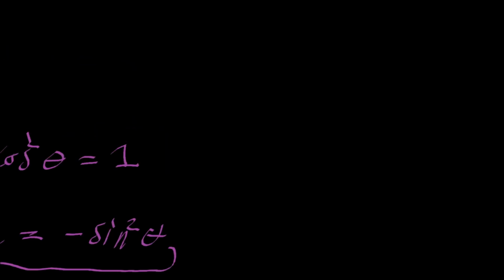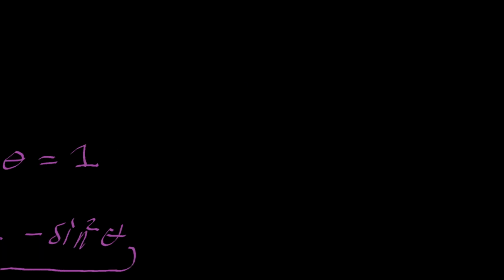And onto the next function, which was the derivative of arcsine of x. And I think the easiest way to do this is by implicit differentiation again.